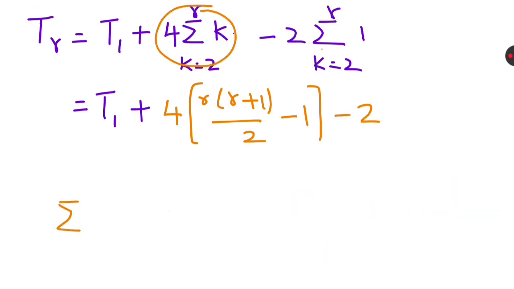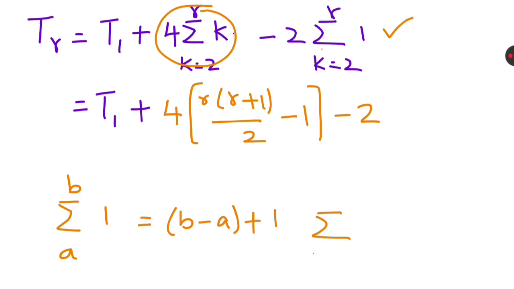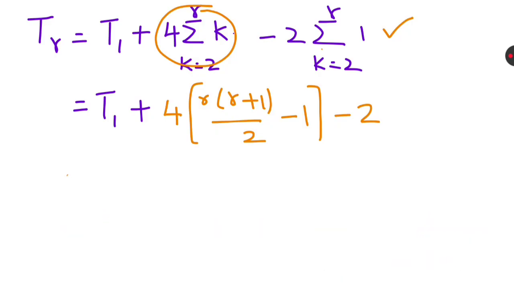So what is the formula for the summation of 1? To find the number of terms, if we have a range from a to b, the formula is b minus a plus 1. In our general form, we have summation k from 2 to r, so our range is 2 to r. We have to take b minus a plus 1, so that is r minus 2 plus 1. Minus 2 plus 1 gives minus 1, so finally r minus 1. Summation of 1 we can write as r minus 1.